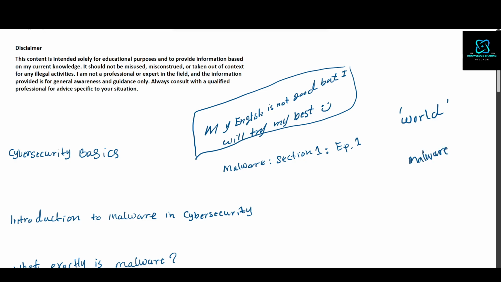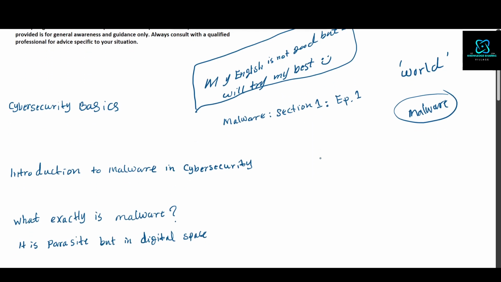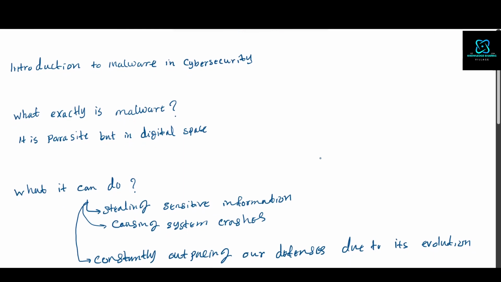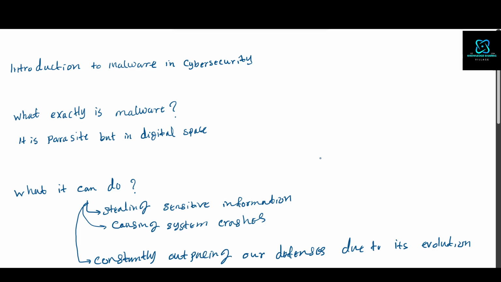Basically, we will draw a map or guidelines of which knowledge we are going to gain after going through these two sections. For example, we are going to learn what exactly malware is. If we compare it with a parasite, it is a parasite in the digital space. Instead of infecting humans, it will infect your digital devices.